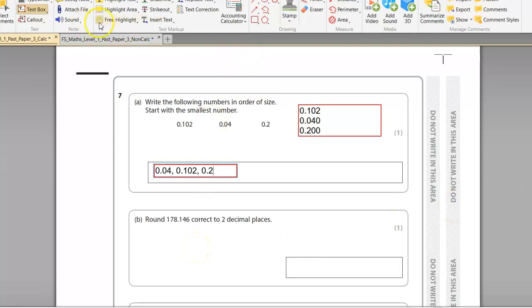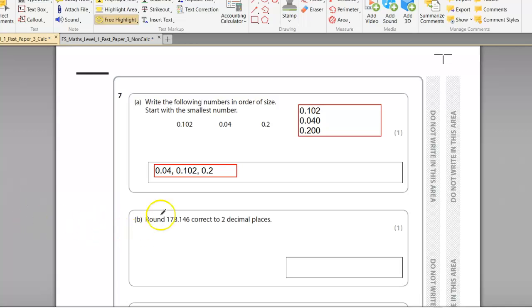Next, we are looking at rounding this number, 178.146, correct to 2 decimal places. Correct to 2 decimal places means that we must, in our answer, have 2, no more, no less, 2 figures after the decimal point. It does not mean you move the decimal point 2 places. It means you must have 2 figures after the decimal point.